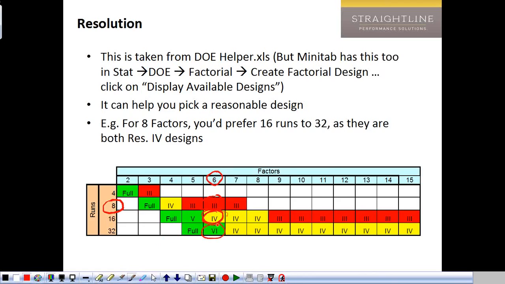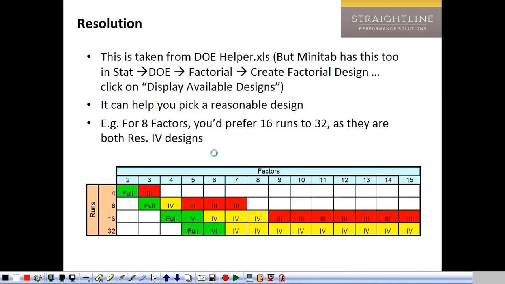Why? Because, well, 32 is not bad. If I can afford a 32, I might be able to do it. But Res 6 is probably more than what I really need. So Res 4 is maybe a little bit less. So it sort of depends on how many interactions I have that I think might be significant. That would kind of guide that. But I would tend to be inclined to run that Res 4.